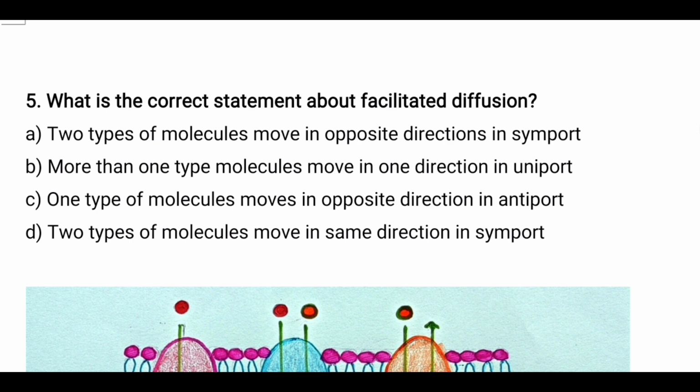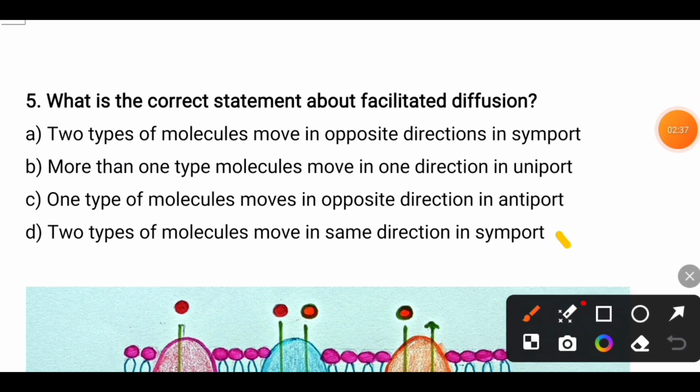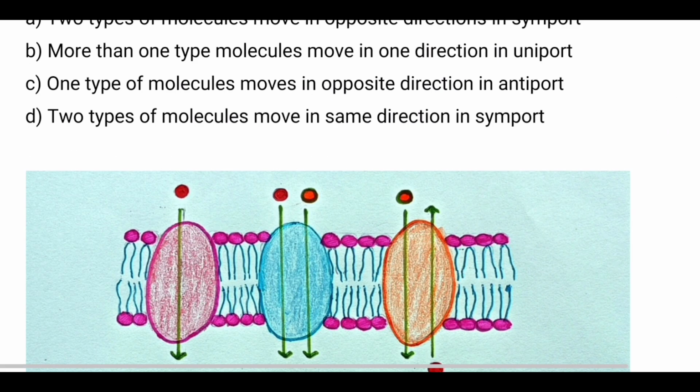So what is the correct statement about facilitated diffusion? The correct answer is that two types of molecules move in the same direction. Symport is the correct answer. Symport comes under facilitated diffusion. I have already explained it with the suitable diagram. Okay, so let's see the next question.